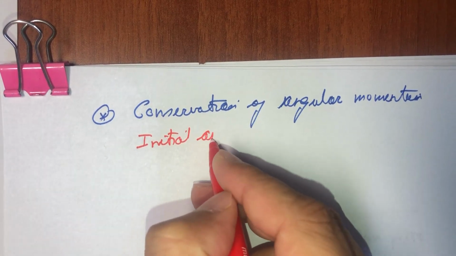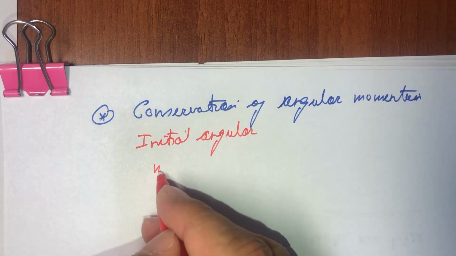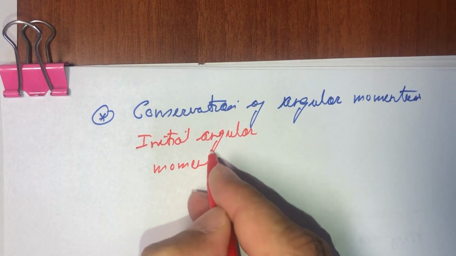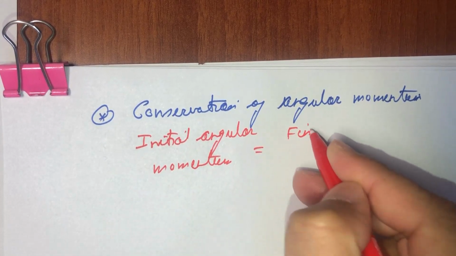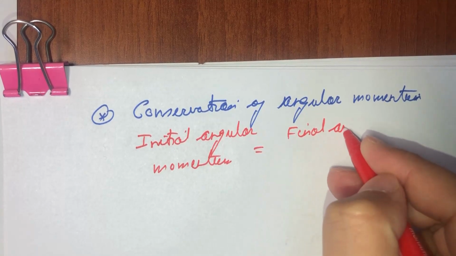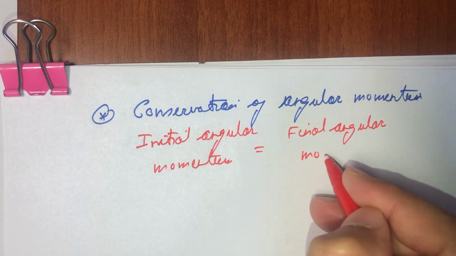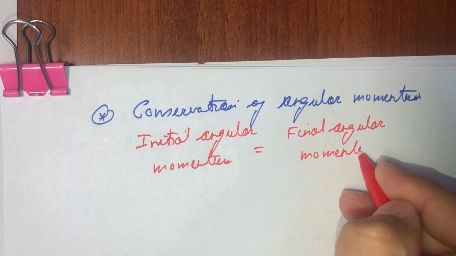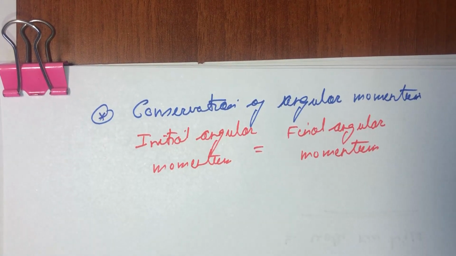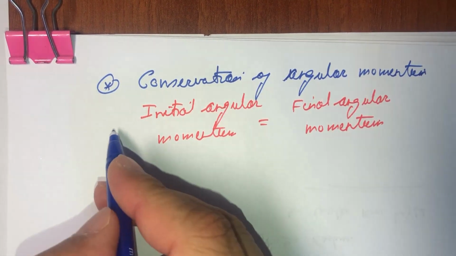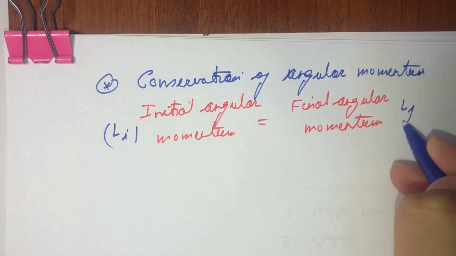Initial angular momentum is equal to final angular momentum. So initially let us suppose given as Li and final is given as Lf.